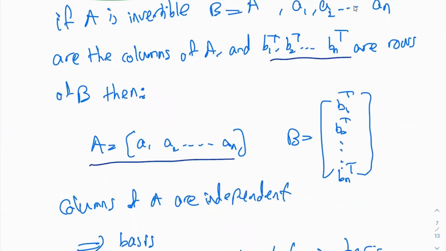A is this. Each of these is a column of matrix A, and each one of these is a row of matrix B. Matrix B has independent rows since it's invertible. Matrix A has independent columns since it's invertible. Since A is n by n, a square matrix, it has n linearly independent columns. So columns of A form a basis for n-dimensional space. I can represent any n-dimensional vector as a linear combination of columns of A.